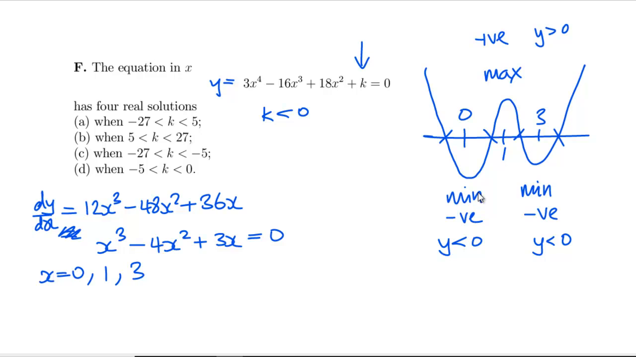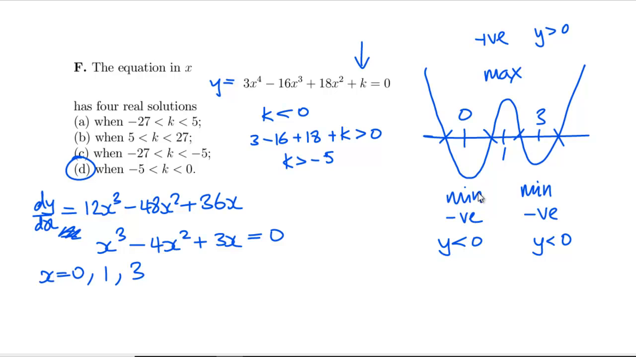We put 1 in and it's got to be positive. So 3 minus 16 plus 18 plus k has to be greater than 0. What have I ended up with there? We've got 5 plus k is greater than 0. So k has got to be greater than minus 5. We haven't had a 27 turn up yet. Assume that's going to be for the 3. Although D has already come out, at less than 0 and greater than minus 5.